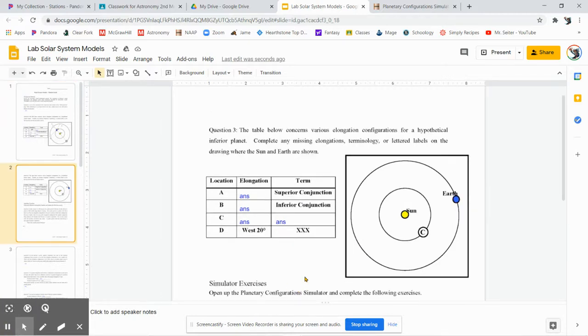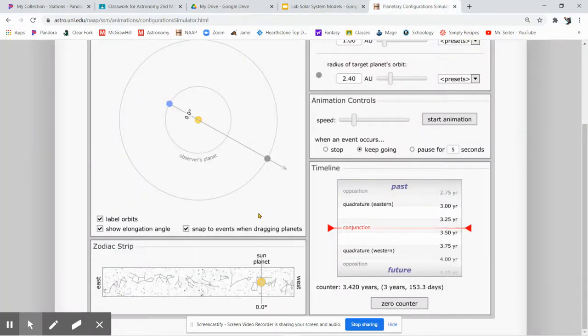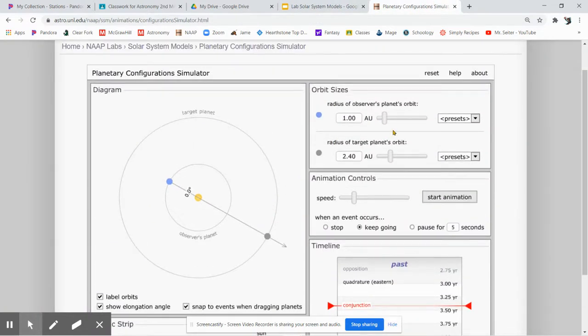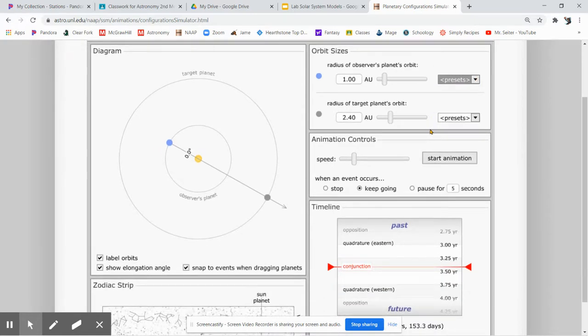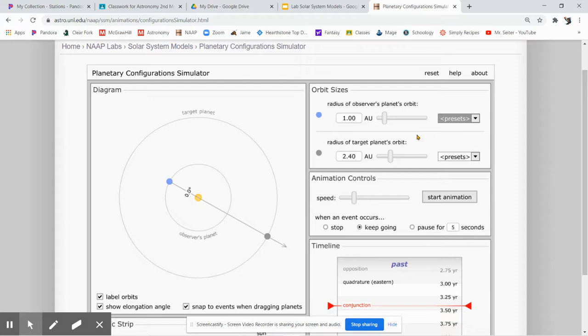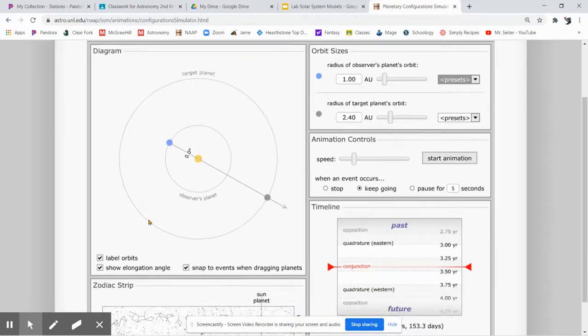All right. So now we're looking at an inferior planet, a hypothetical inferior planet. We're going to do the same type of thing here. I'm going to set this up right here. Now, this is going to be different. They have these presets. I'm going to look on here real quick and find out what I have to do to set up a planet, and I will be pausing this.